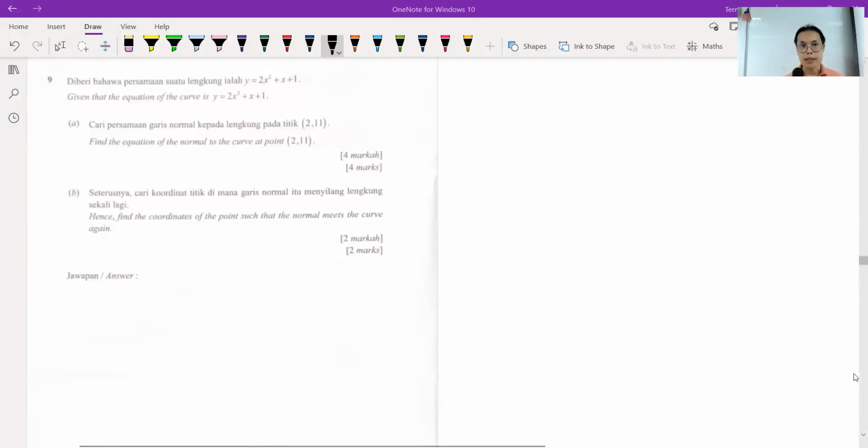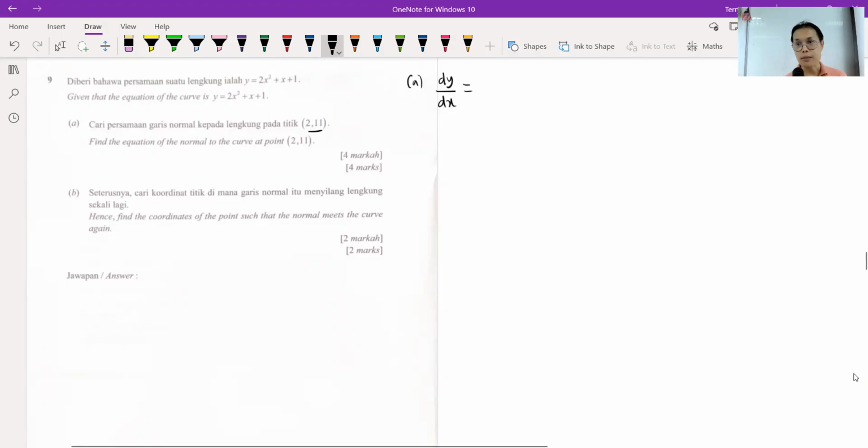Okay, question number 9. This is from the chapter differentiation, pembezaan. Diberi bahawa persamaan suatu lengkung ialah 2y equals 2x squared plus x plus 1. So, cari persamaan garis normal pada titik (2, 11). Okay, before you find persamaan normal, or equation of normal, let's find the gradient of tangent.